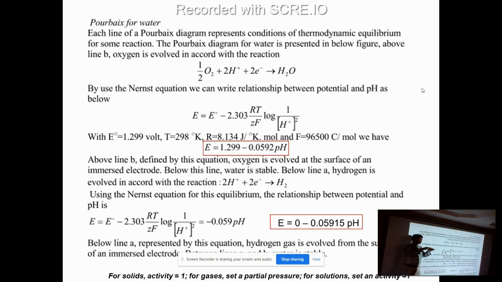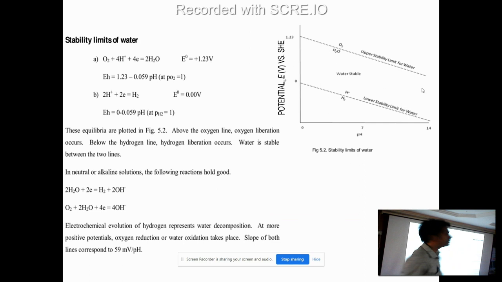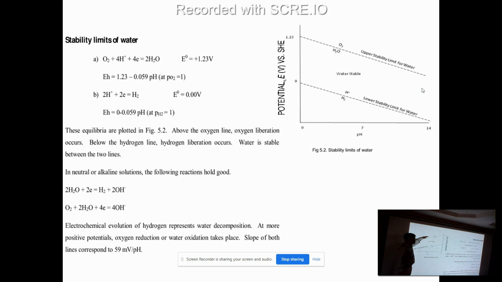So this A and B, go back, A and B, you see, upper stability limit for water. That means till this part only water will be there. If you just cross this, you will get oxygen. Water will not be in water form, it will be in oxygen form. Similarly, this is the lowest limit of water till this zone. If it crosses this zone, now water will not be in water, it will be in hydrogen.